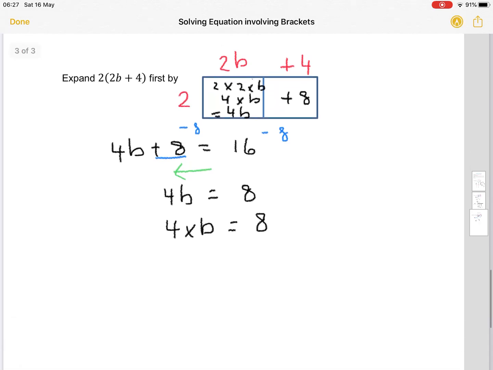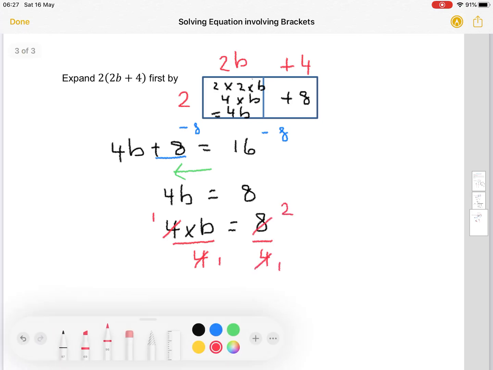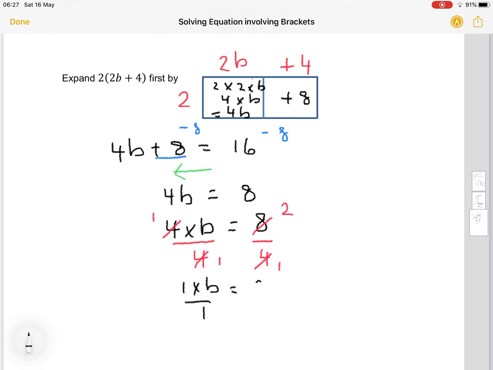Now to remove that times 4, we need to divide both sides by 4. We need to do the opposite, so we divide both sides by 4. Division by 4 on the left, division by 4 on the right. On the left, we can cancel numerator with denominator. 4 into 4 goes 1. Numerator with denominator on the right as well. 4 into 4 goes 1. 4 into 8 goes 2. So I remain with 1 times b all over 1 is equal to 2 all over 1.